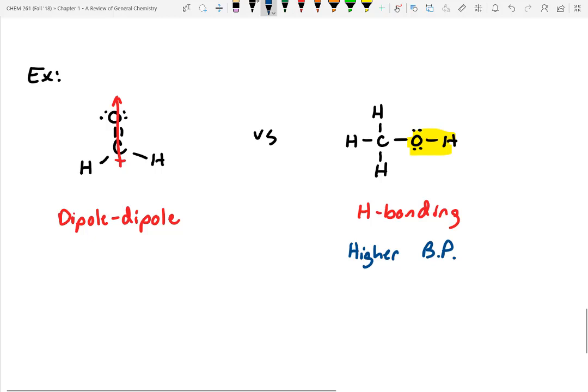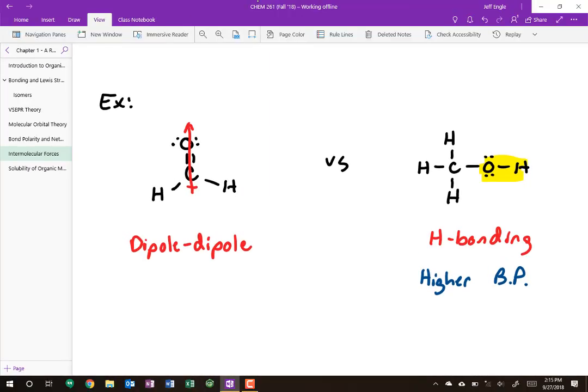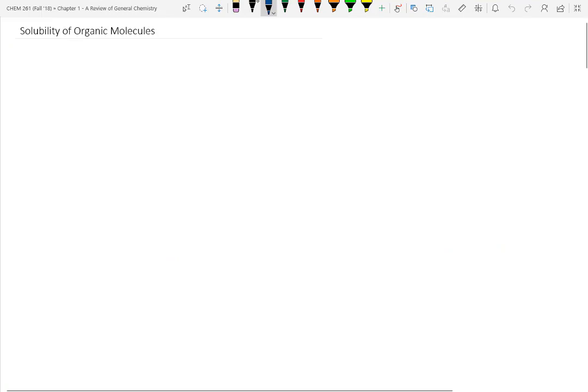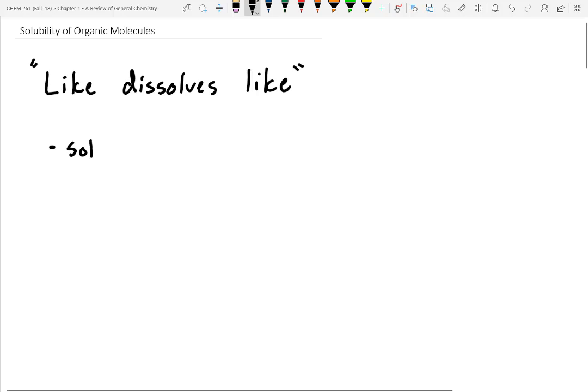All right, last but not least, we've got to talk about solubility. So how well different classes of molecules mix. And the general term I like to use, I even use this in Chem 110, is like dissolves like. All right, so what I mean by that is solvents tend to dissolve solutes that have similar intermolecular forces.